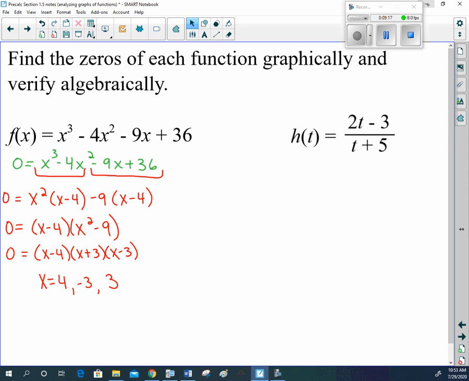Now let's do this other one. So 2t minus 3 over t plus 5. You may not know what the graph of that looks like. We'll graph it. And how do we do that algebraically? Well, algebraically, we set it equal to 0. 2t minus 3 over t plus 5. Okay, so I've got to get rid of what's in the denominator. So I'm going to multiply both sides by the t plus 5.